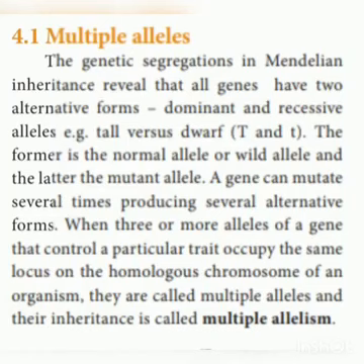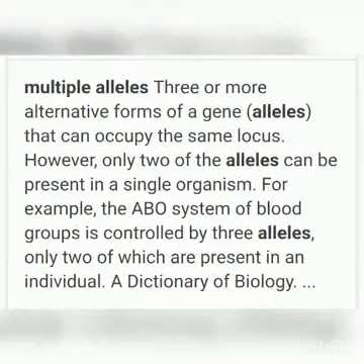So, what is multiple allelism? When three or more alleles of a gene that control a particular trait, here trait means character, occupy the same locus on the homologous chromosome of an organism. What is locus? Locus is a particular point, the same point, on the homologous chromosome. They are called multiple alleles, and the inheritance is called multiple allelism.